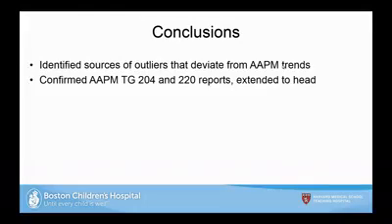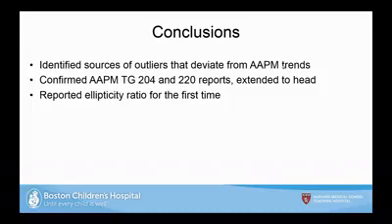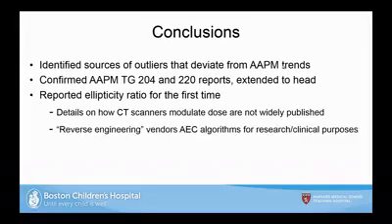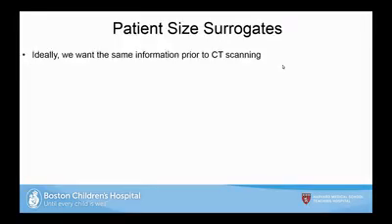We confirmed both reports and were able to extend it to the head. And we reported the ellipticity ratio for the first time. And this is important because, again, details on how CT scanners modulate dose are not widely published. And a few labs are working on reverse engineering vendor AEC algorithms. Okay, so that was for CT axial scans.